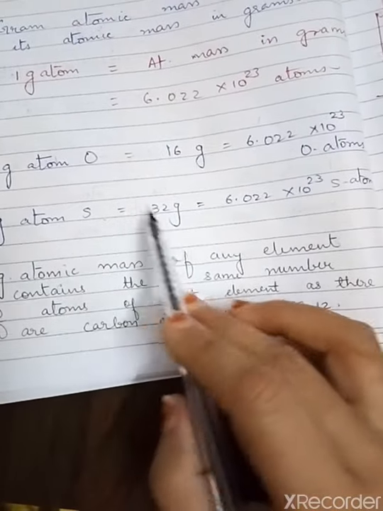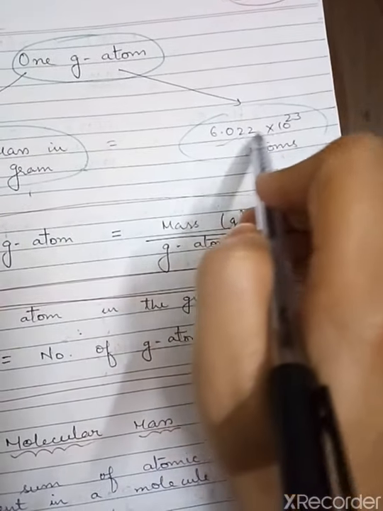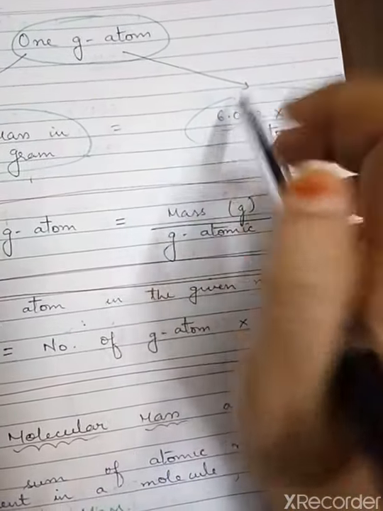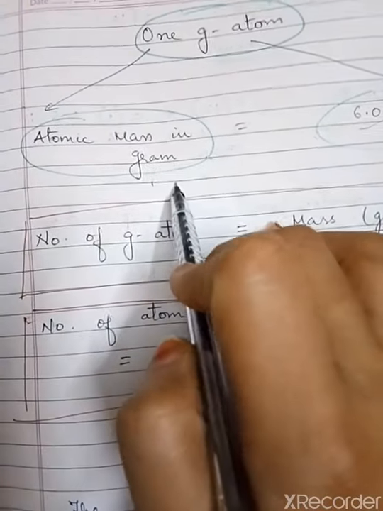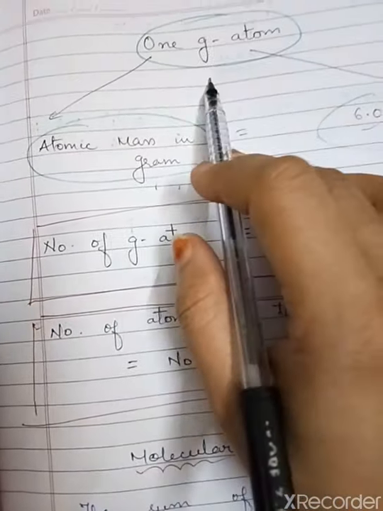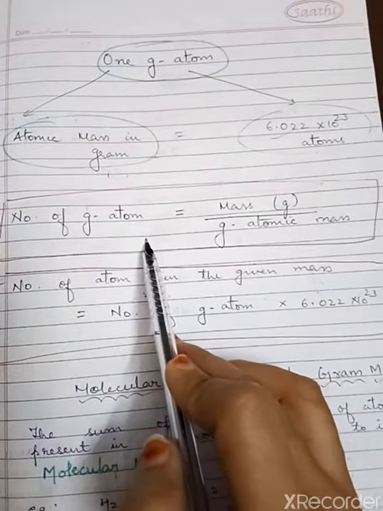And 1 gram atom will have how much mass? Atomic mass. So 1 gram atom has atomic mass in gram, and it has how many particles? 6.022 10 to the 23. So इतने एटम का वजन कितना होगा? उसका एटॉमिक मास जितना होगा, और वो किसके इक्वल कहलाए जाएंगे? 1 ग्राम एटम के. So number of gram atom can be calculated.